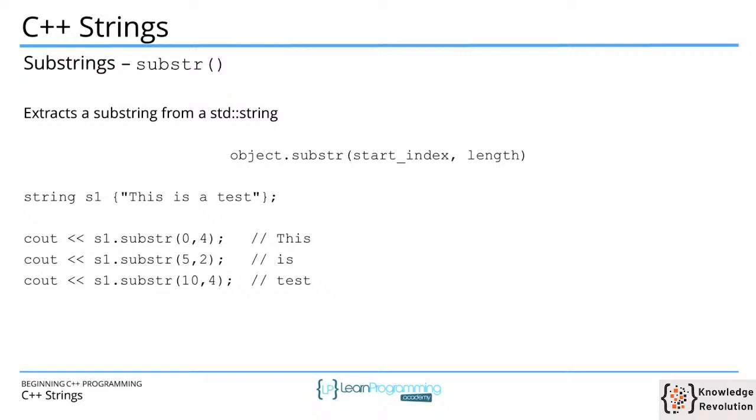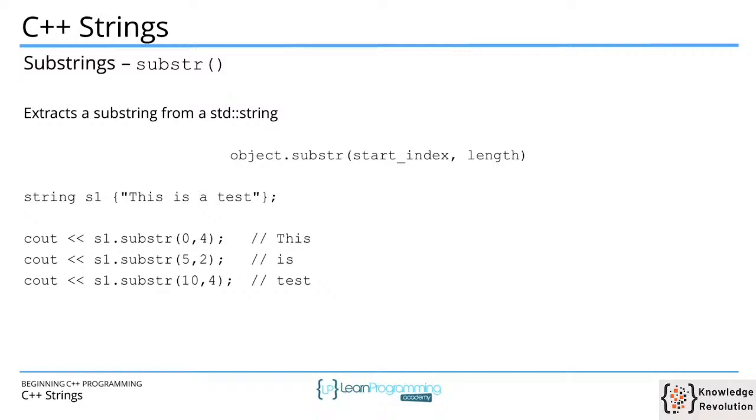Here I've initialized s1 to this is a string. The first example takes a substring of this string starting at index 0 and including exactly 4 characters. If there are less than 4 characters left in the original string, then all the remaining characters are included. In this case, the substring is the first word in the string, this. In the second example, we return the substring starting at index 5 and include 2 characters. That's the substring is. Finally, the last example starts at index 10 and includes 4 characters. This will return the substring test.